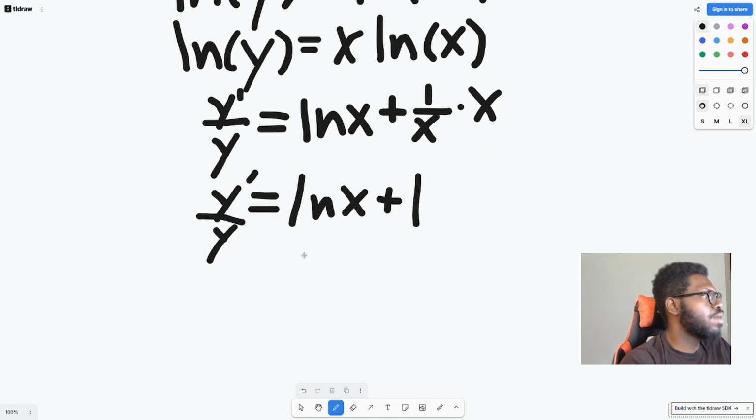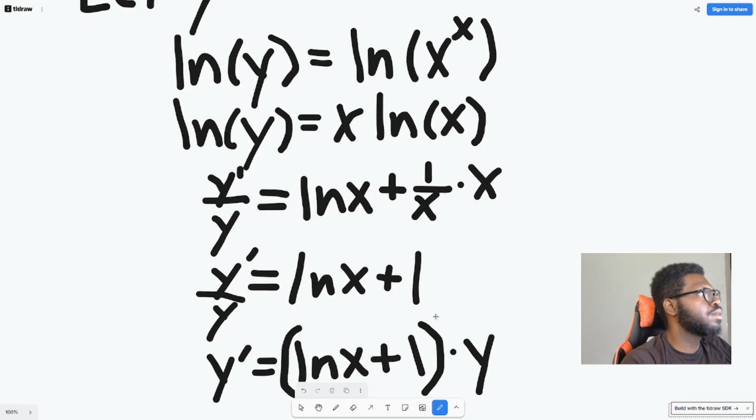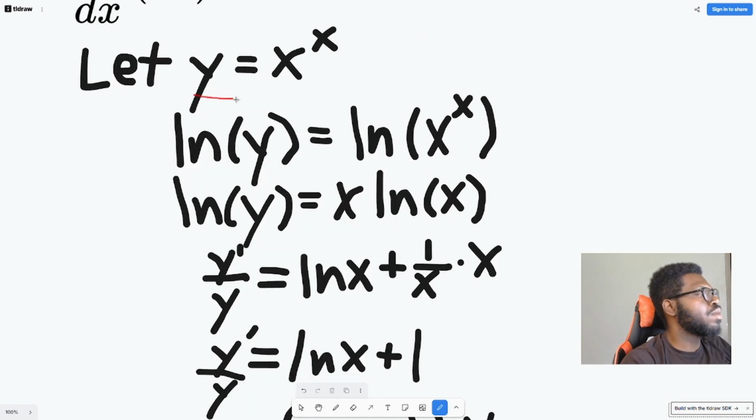Since we're trying to find y prime, it would make sense to rewrite this equation so that y prime is by itself on the left side. All we need to do then is just multiply both sides by y to make that happen. And when we do that, we get y prime is equal to the quantity ln x plus 1 times y. And remember, based on what we wrote at the very beginning of this problem, y is equal to x to the x.